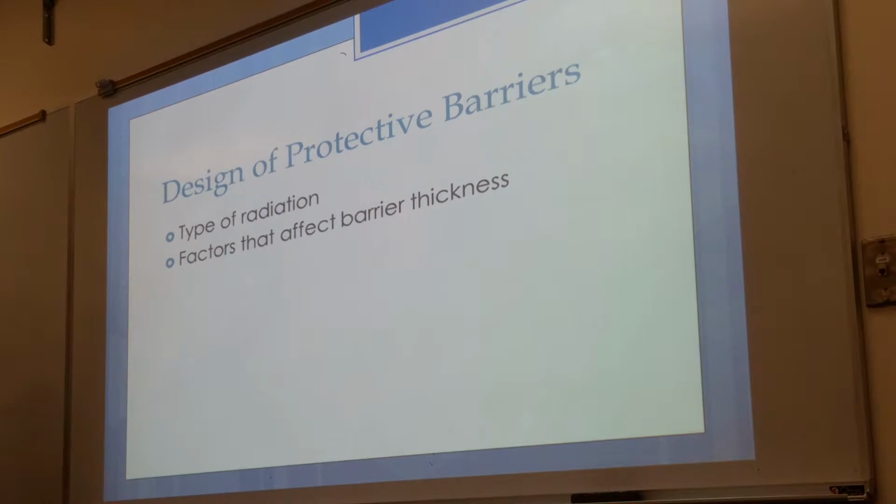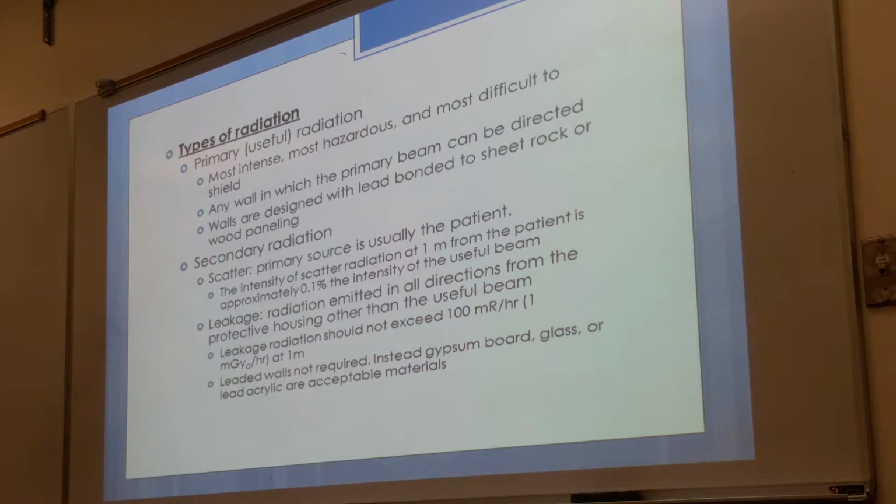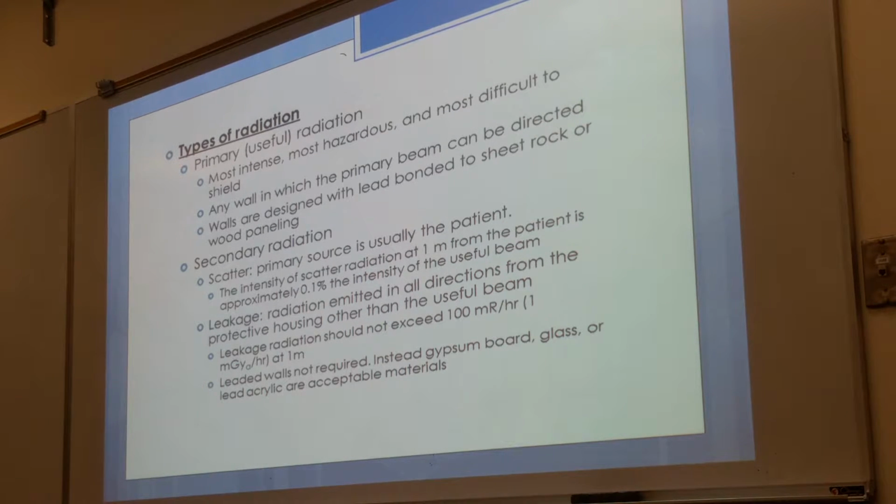All right. Design for protective barriers. So we talked about the two different types of radiation. We have primary and we have secondary. Barriers are based on the type of radiation that is being emitted in a procedural room. Primary is going to be the most intense, most hazardous, and most difficult to shield. Any wall in which the primary beam can be directed needs to have a primary barrier. These walls are designed with lead bonded to sheetrock or wood paneling.